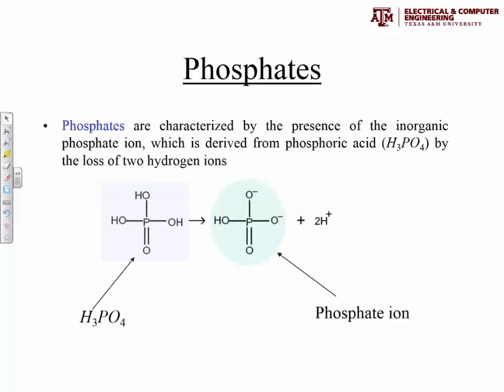Another important group of molecules that we'll have to look at are what are called phosphates. Phosphates are characterized by the presence of the inorganic phosphate ion, which is derived from phosphoric acid that has the formula H3PO4 by the loss of 2 hydrogen ions. So you have H3PO4, that is phosphoric acid. It can lose 2 hydrogen ions and you get this ion with 2 negative charges. That's the phosphate ion. Don't ask me why it's only 2 negative and not 3 negative. I don't know, but for some reason, it dissociates in this way.